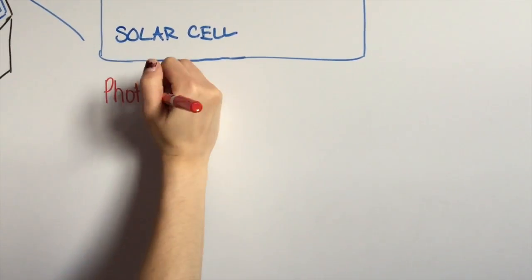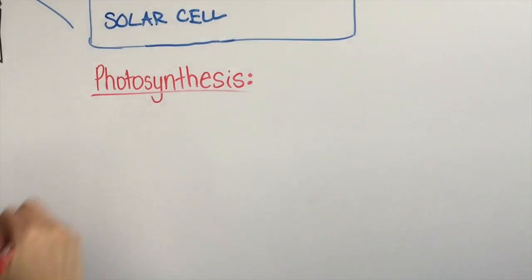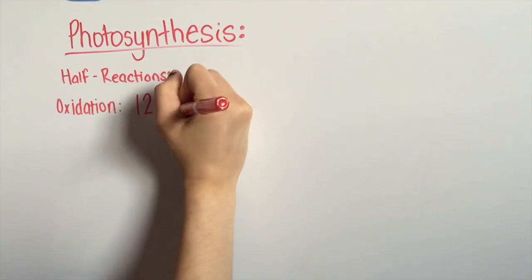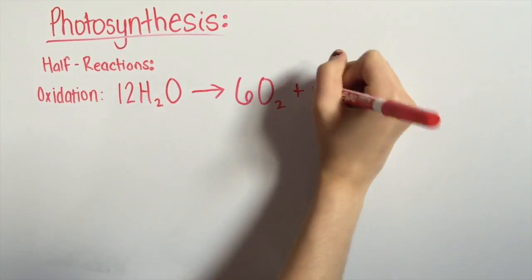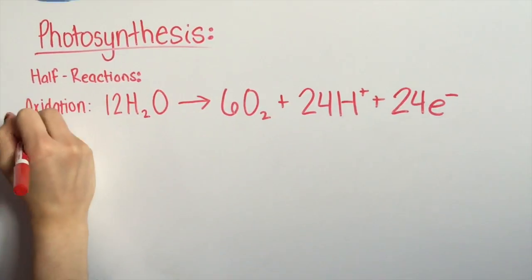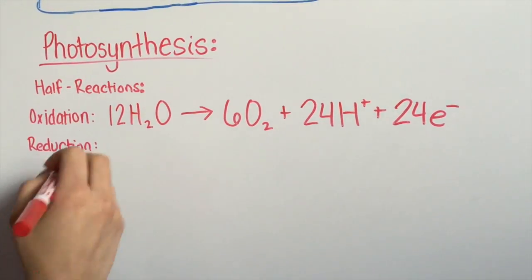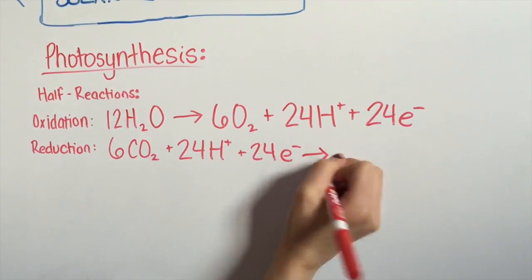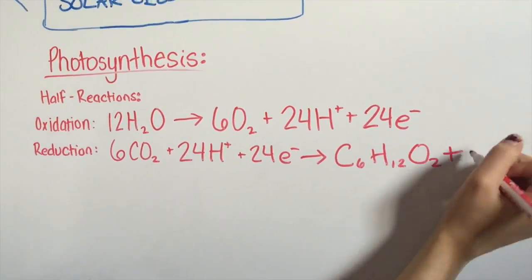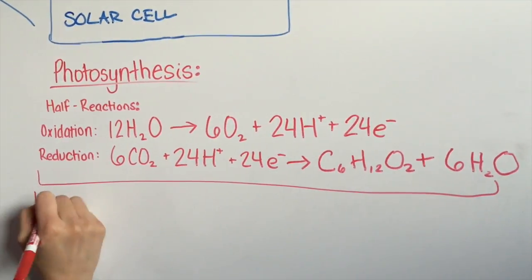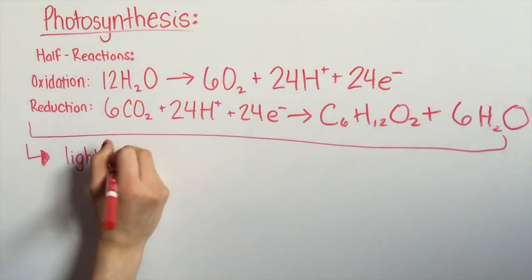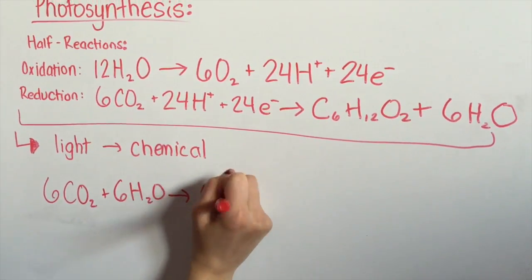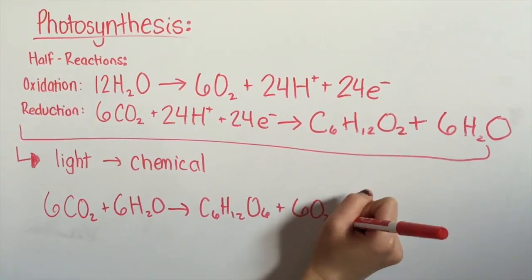The two half reactions that go into photosynthesis show the loss and gain of electrons during the reaction. The oxidation reaction shows 12 water molecules turning into 6 oxygens, 24 hydrogen ions, and 24 electrons. The reduction reaction shows 6 carbon dioxide molecules, 24 hydrogen ions, and 24 electrons reacting to form glucose and 6 water molecules. This process turns light energy into chemical energy and produces a redox reaction between 6 carbon dioxide molecules, 6 water molecules, and glucose, along with 6 oxygen molecules.